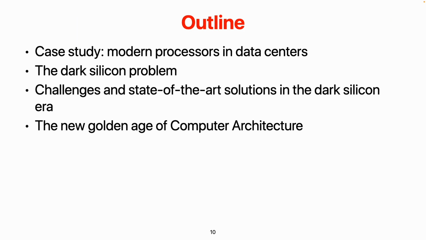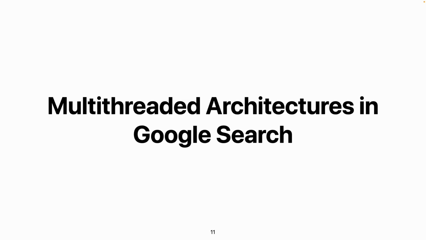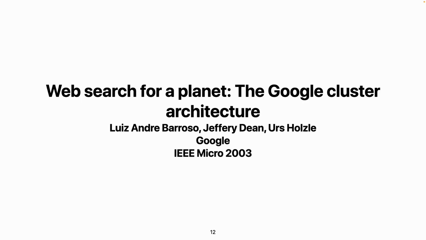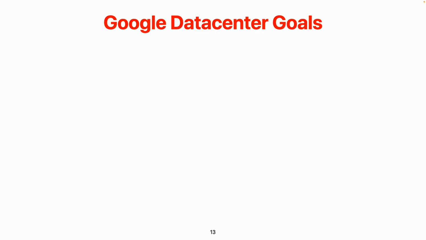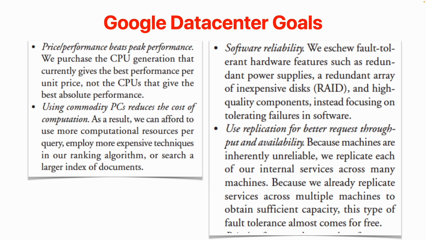And today we are going to talk about how the modern world uses multi-core processors and the dark silicon problem, which is preventing us from getting better performance out of these processors, and how we are going to tackle the issues in the dark silicon era. You probably read this paper, Web Search for a Planet: The Google Cluster Architecture, which was published in 2003. So through this paper, let me see.